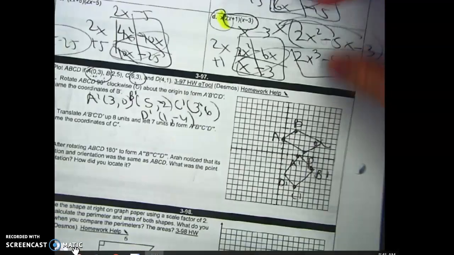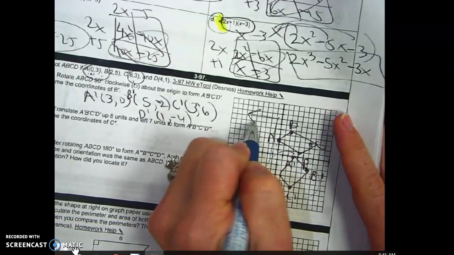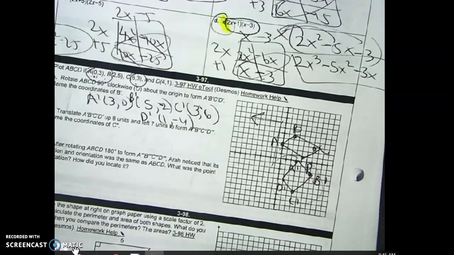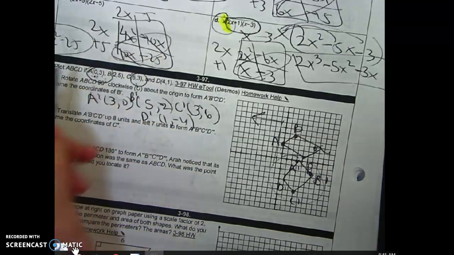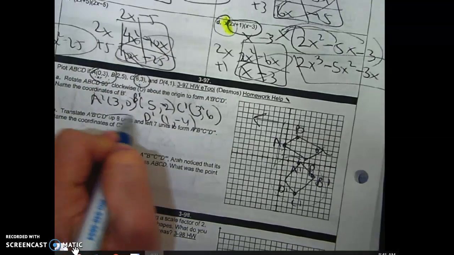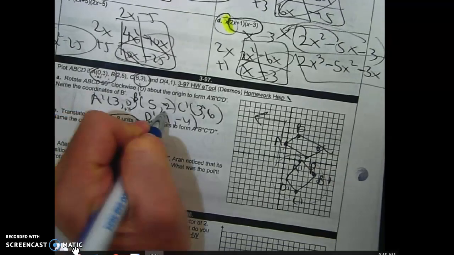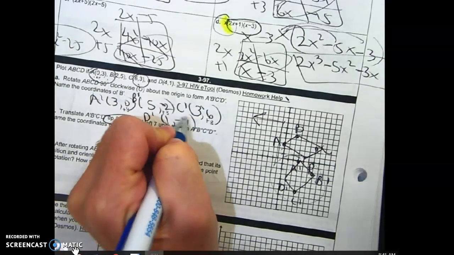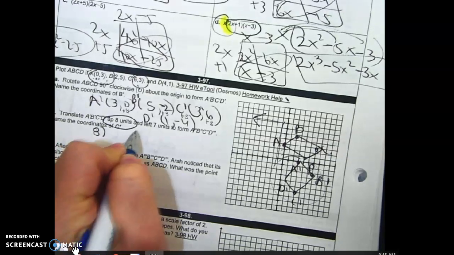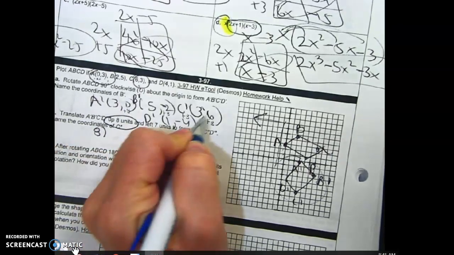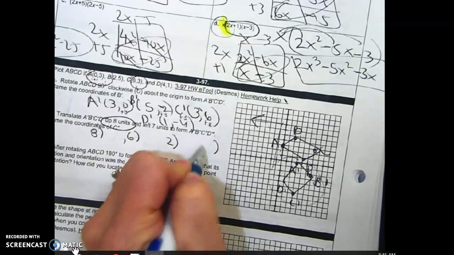Now I need to take this and go up 8 units and left 7 units. The easiest way to do this one is, if I'm doing up 8, that means I'm going plus 8. Plus 8, plus 8, plus 8. So in all of my y values, I add 8. That y value is 6. That y value is 2. And that y value is 4.